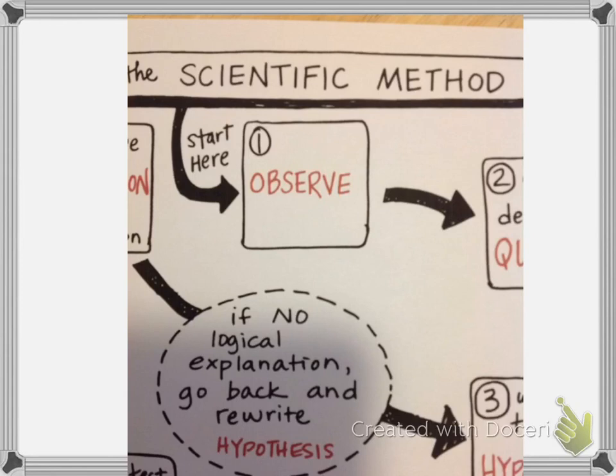So we start off with, of course, observing. What is it that you see using your senses, your eyes, your ears, of course, sight, sound, smell, touch, taste, all those types of senses can help you make valid observations as your starting point.